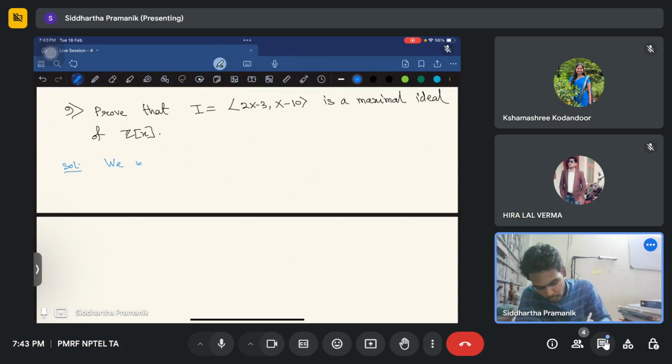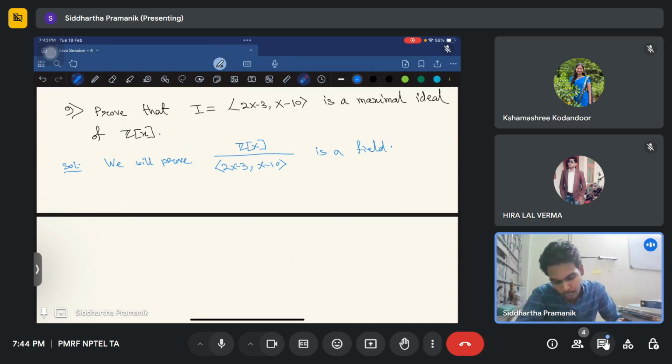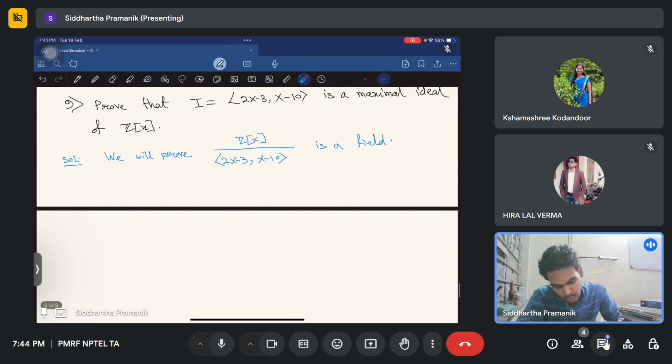so we will prove Z[x] mod 2x minus 3, x minus 10 is a field. To prove that it is a field, we will identify this ring with something known. So again, you have two polynomials. So you can kill by 2x minus 3 first, or you can kill by x minus 10 first. So you need to check which one is easier.